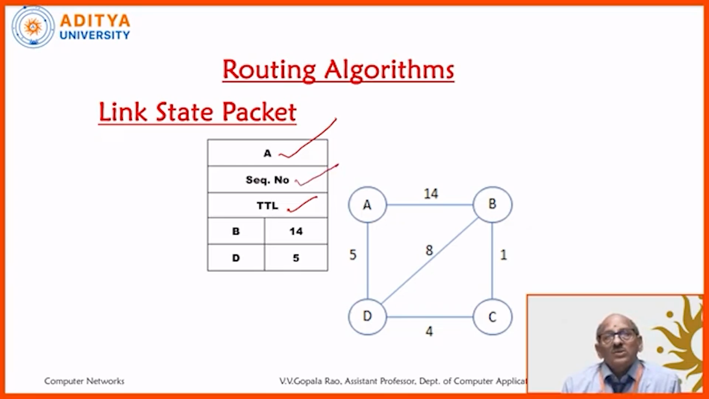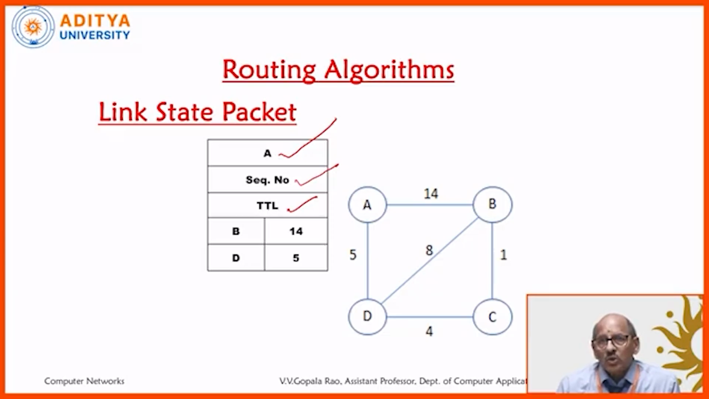And next, time to live. In the network, every packet is given some time to travel to reach the destination. Generally it is expressed in terms of hops. Suppose A is going to reach C, it may take 2 hops. Either it may go A to B and B to C, or A to D and D to C. That is 2 hops, starting from A and reaching C. Let us consider it that way, so TTL is 2 here.